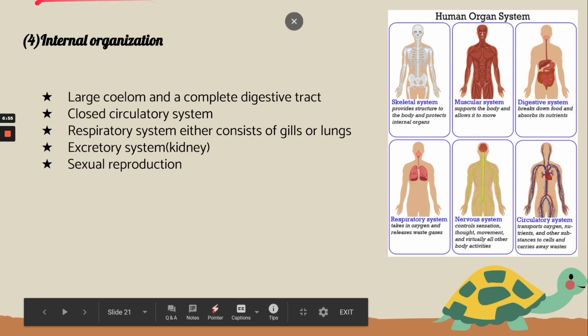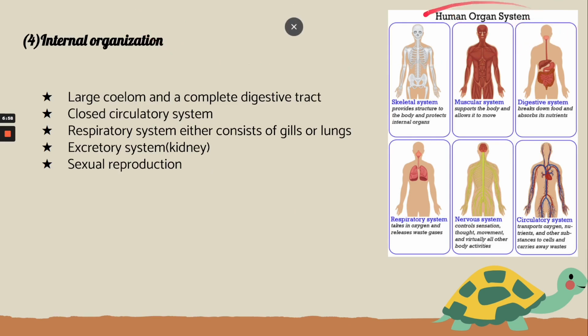Now I'm going to talk about internal organization. Right, so here are various samples of human organ systems, which are the skeletal system, muscular system, digestive system, which consists of a large column and a complete digestive tract, and also we have a closed circulatory system. Alright, so these systems are very important. For example, the skeletal system provides structure to the body and protects internal organs. And the digestive system breaks down food and absorbs nutrients. All the systems play a different part in the human organ system, and they are very important to us, as without them we wouldn't be able to function efficiently and optimally.